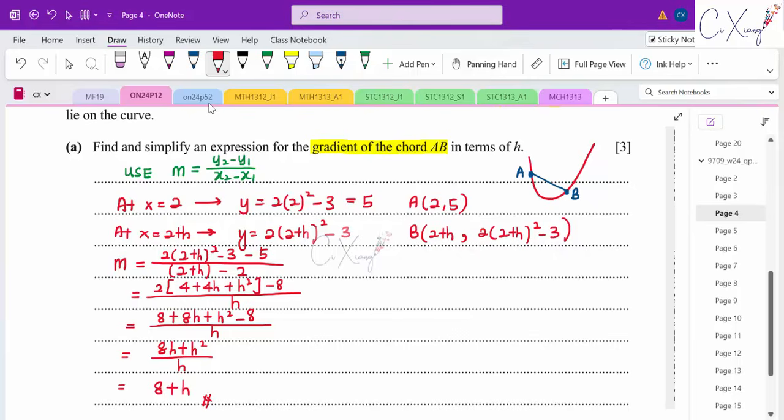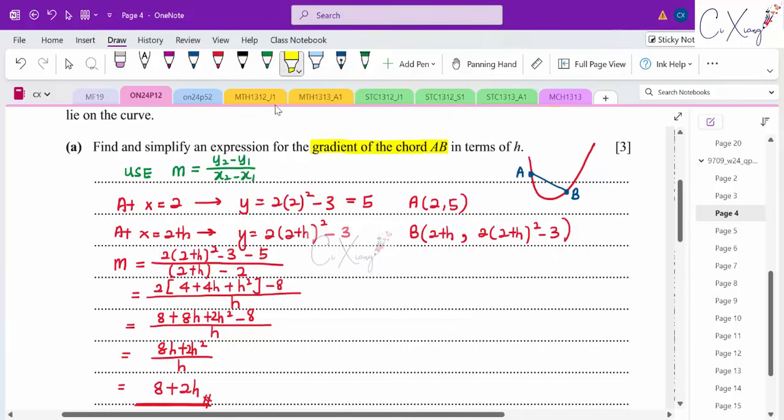So I did a careless mistake here, right, just now. For this part, I think I need to multiply the 2 inside the h squared, and I get the 2 here. Okay, then this also I should get a 2. So when I simplify, I should be having 2h. So this is the gradient for the chord AB.